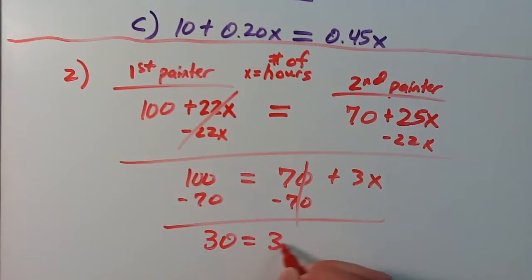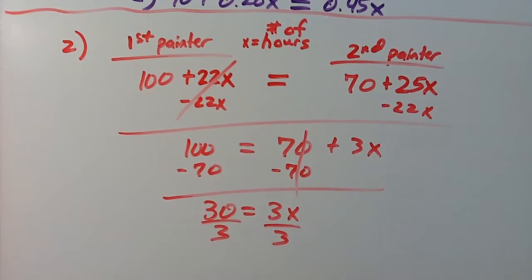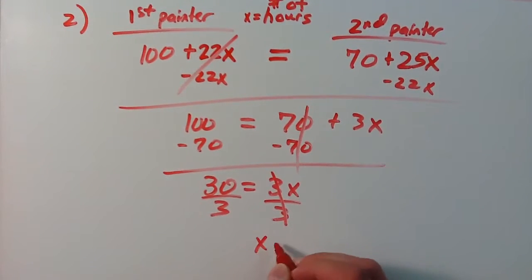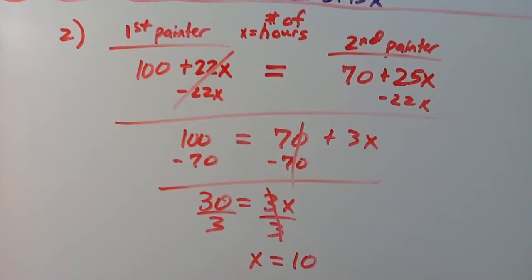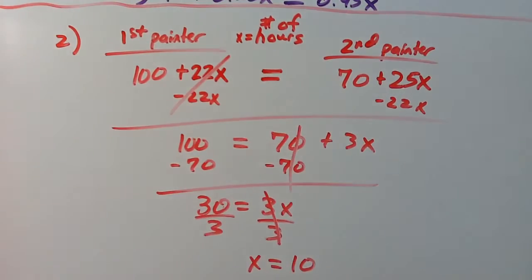That's equal to 3x. Solve for x by dividing by 3, since that is the coefficient, or the number in front of the letter. Those three simplify to 1 times x, which is just x, and so x is equal to 30 over 3, which is 10. And again, what is x? What does x tell us? X tells us the number of hours.